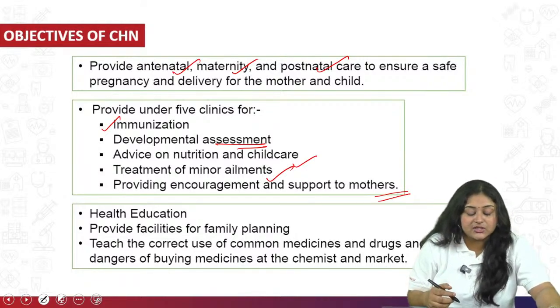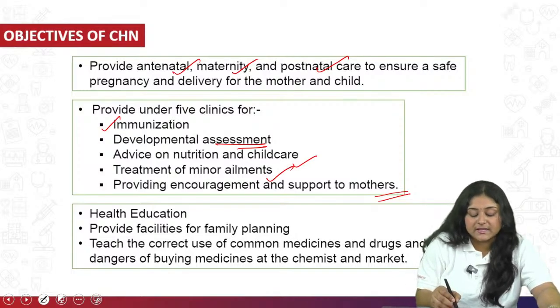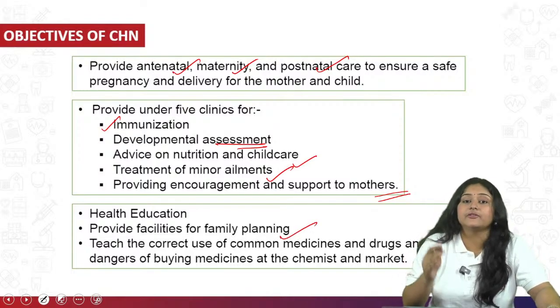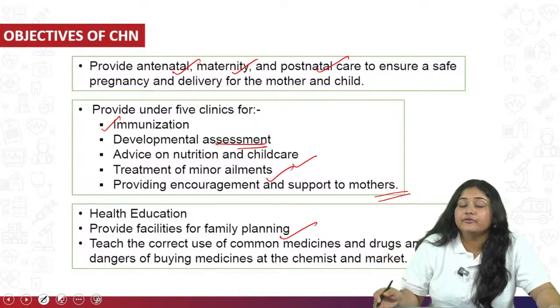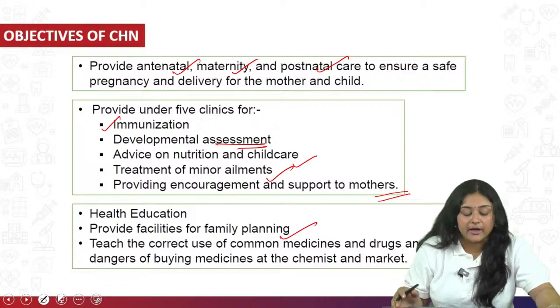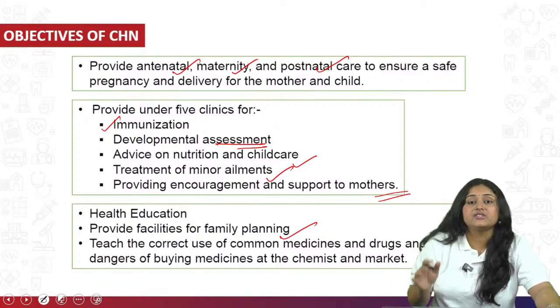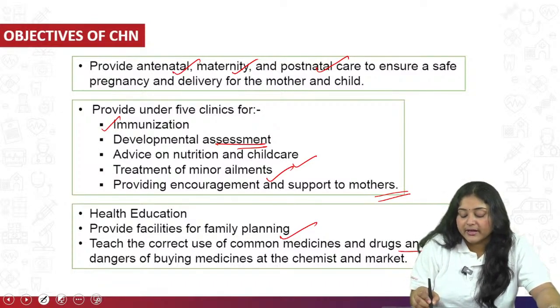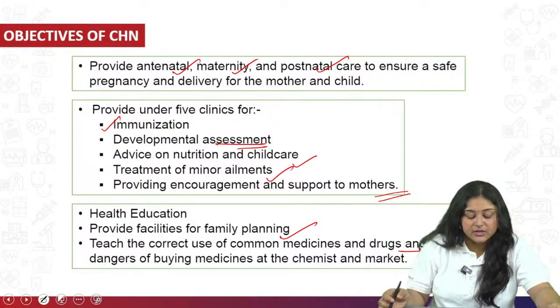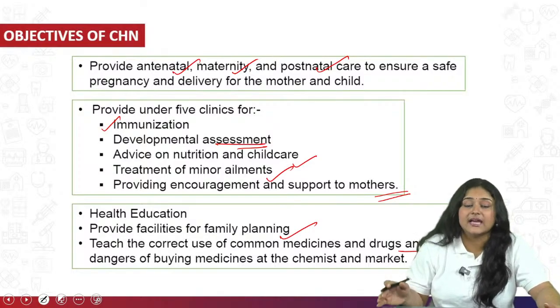Now come to the next topic, that is health education. Also we have to provide the policies for family planning. What is family planning? What are the methods of family planning and why is it useful for the society? So that also we have to explain, and we have to teach the people the correct use of common medicines as well as drugs, and the dangers of buying medicines at the chemist and market.